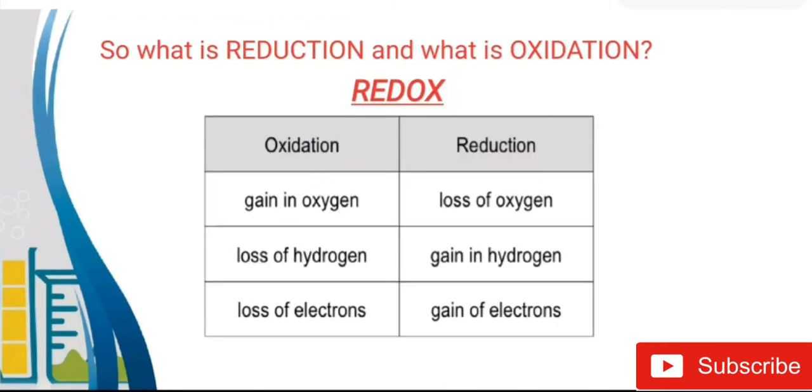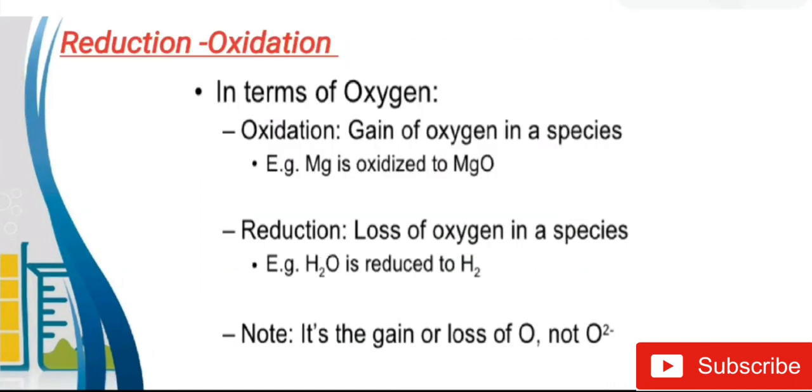So, what is reduction and what is oxidation? Oxidation and reduction can be defined in the following ways. Oxidation means gain of oxygen or loss of hydrogen or loss of electrons, and reduction means loss of oxygen, gain of hydrogen and gain of electrons. If we compare these two, you can see that oxidation is completely opposite of reduction. Let us discuss them one by one as per their definitions.